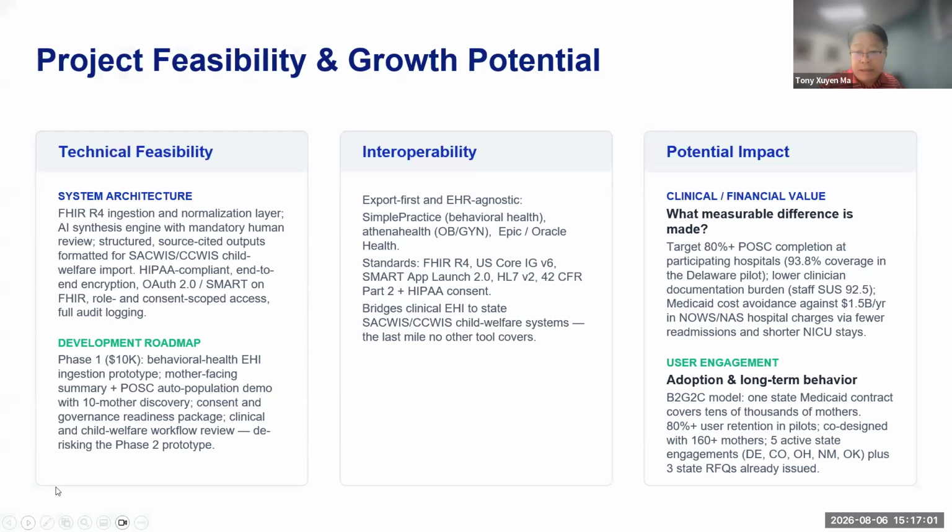We'll scale this through a B2G model. And so Safe for Both will make EHI export readable, usable, and actionable for the mom, baby, and her care team. Thank you.